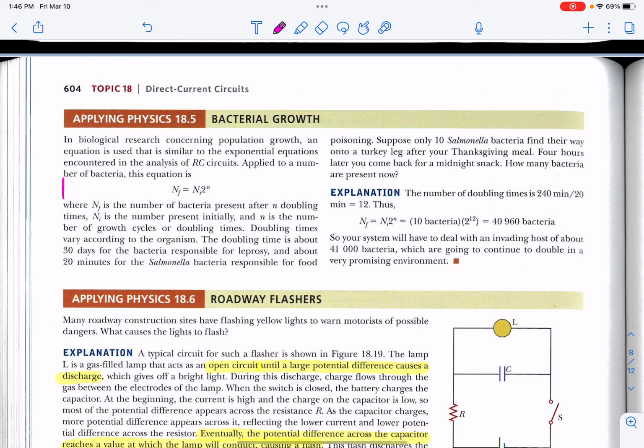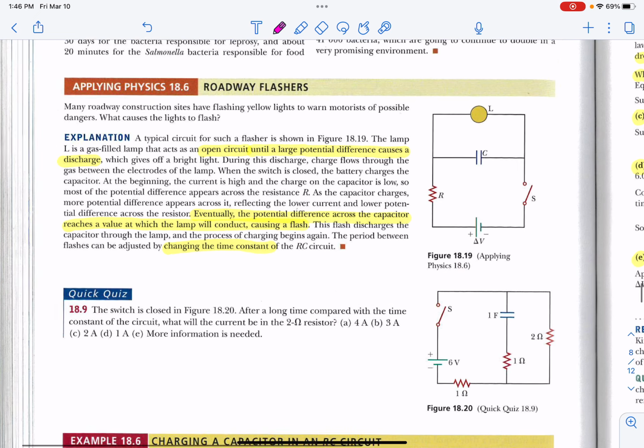We also see that this idea is present in lots of other areas of science, including in biology. It's true in economics. It's going to be true in nuclear. These same ideas are found in all kinds of branches of science. Now, here are those roadway flashers.